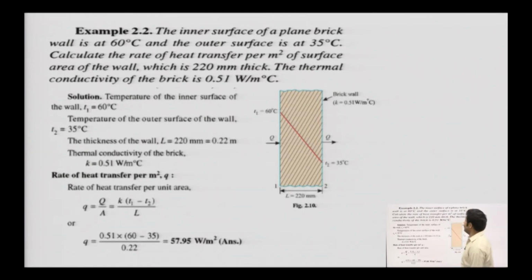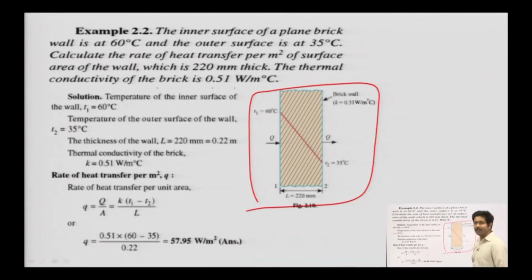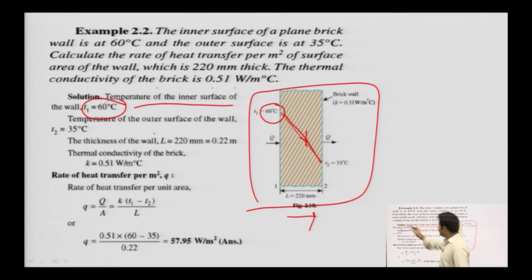Okay, so the temperature of the inner surface, see, this is the diagram, very beautifully described. So it is actually reducing, that's why we get a minus sign in Fourier's law when we are increasing towards the thickness. So the temperature of the inner surface is T1 = 60 degrees Celsius. The temperature of the outer surface of the wall is 35 degrees Celsius.